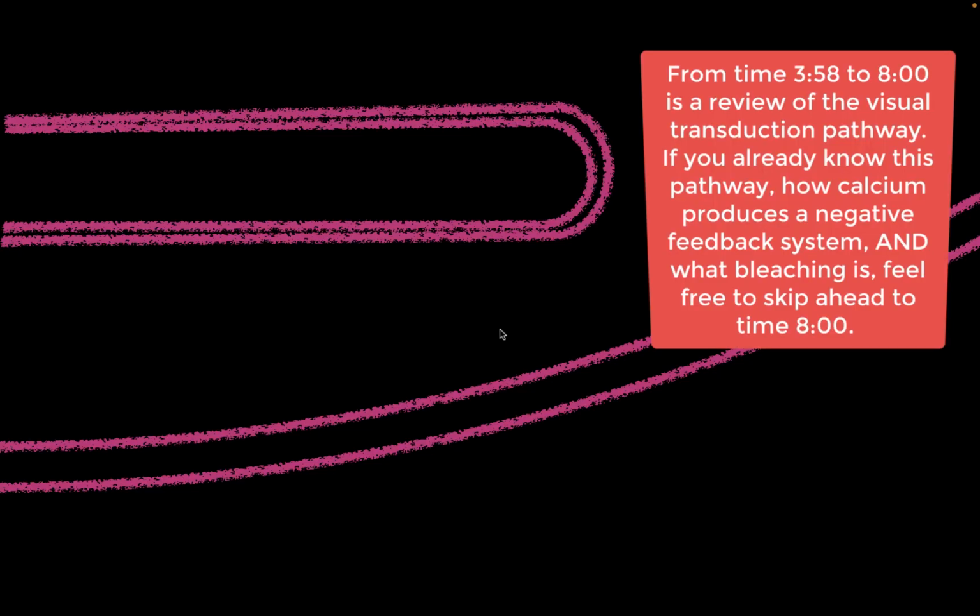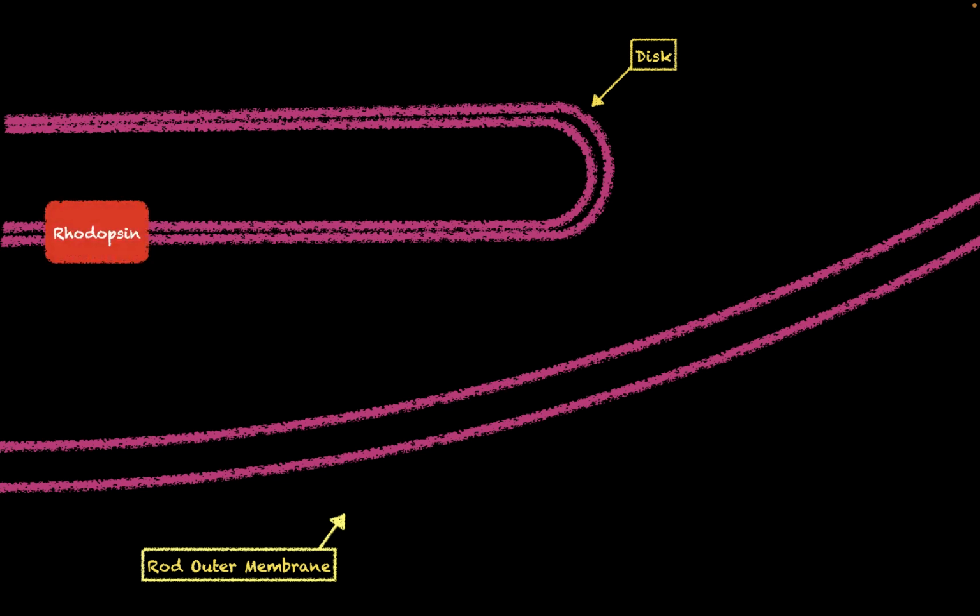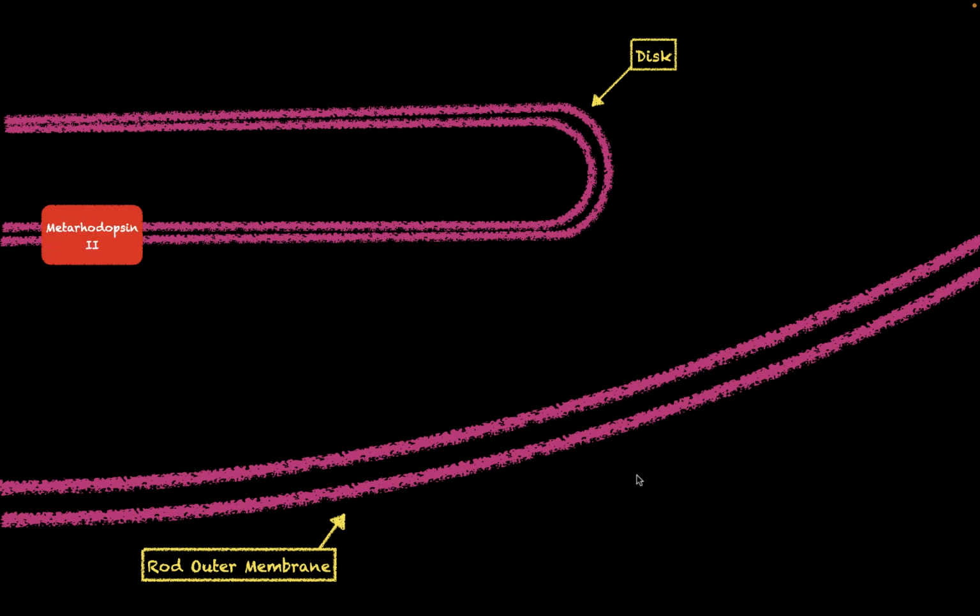So now that we know what the photoreceptor response is, let's take a look at what it looks like at the molecular level. So this right here is the outer membrane of a rod cell, and this is going to be the disc. Now inside the disc, we have a specific protein called rhodopsin. So rhodopsin, when it absorbs light, is going to undergo a conformational change, converting it into metarhodopsin II. So metarhodopsin II is going to be responsible for activating transducin, a G protein. And transducin is then going to go down the pathway.